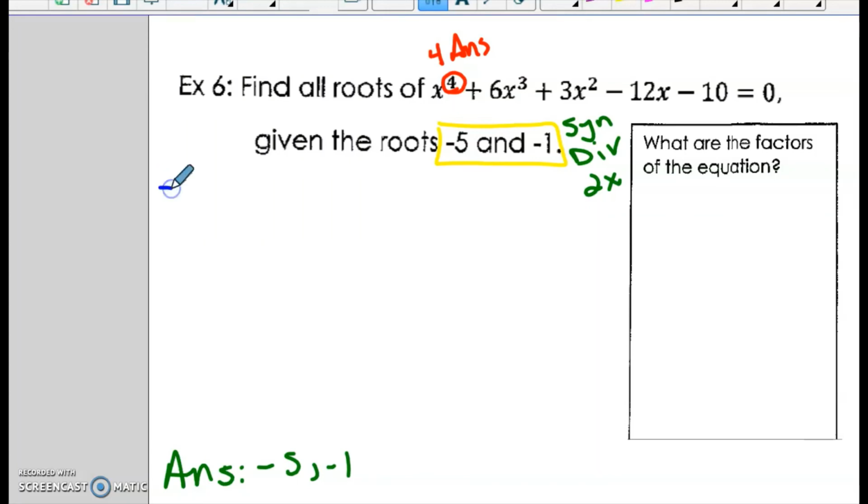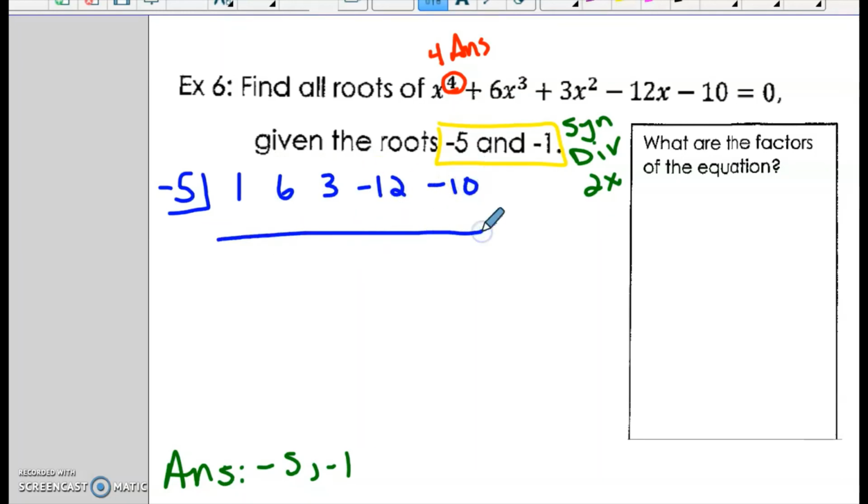So we'll use -5 first with synthetic division. 1, 6, 3, -12, and -10. So we'll drop the 1. -5 times 1 is -5. That gives us 1. That's another -5. -2. -5 times -2 is +10. Remaining -2. -5 times -2 is +10, giving us the 0 that we want. So yay, first one worked.